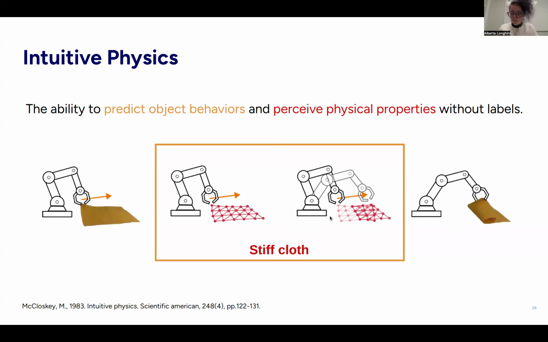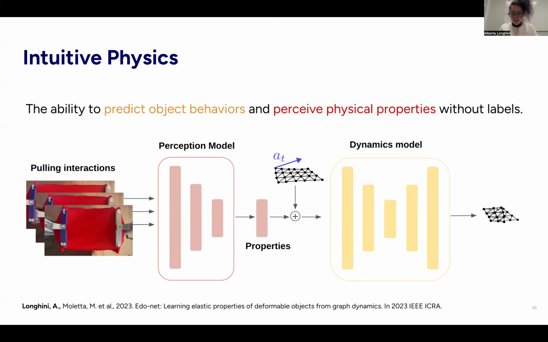And by performing this sort of interaction with multiple objects, the robot can start understanding what's a stiff cloth, what's a less stiff cloth, and improve its internal model of the world. And in one of our works, actually, we show that this works. So if you provide the robot with some pulling interactions like the ones we saw before, and we have a perception model that extracts some physical properties, the way you need to think about these properties is not the precise value of how elastic the object is, but some sort of understanding of what elastic means, such that combined with a dynamic model, the robot is then capable of making accurate predictions of the outcome of the interaction. If you substitute this red cloth that was very elastic with the gray cloth that was more rigid, then the dynamic model will adapt accordingly.